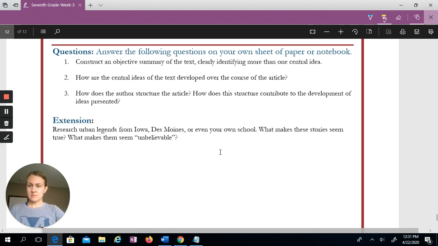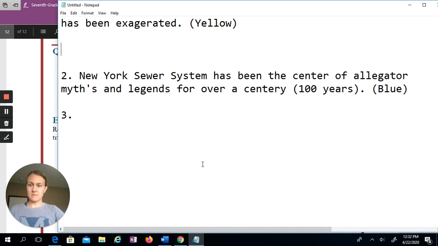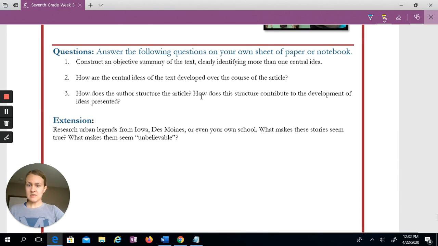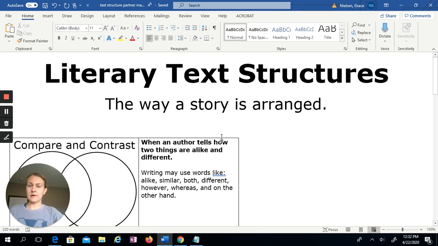Number 3: How does the author structure the article, and how does the structure contribute to the development of ideas presented? Right, like I said, if you need to pause right now and finish answering number 2, sorry, I said that. So go through and give me 2 to 3 sentences for each central idea and explain how it develops over the text. We'll look at number 3, the structure of the article. The literary text structure is the way a text is organized.